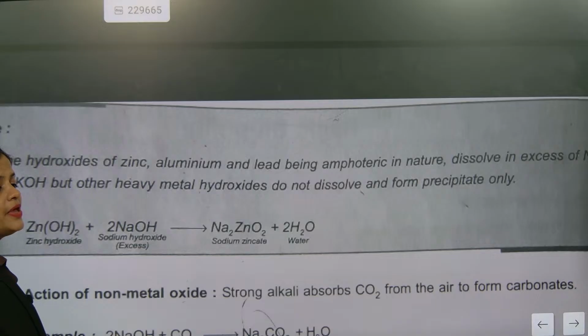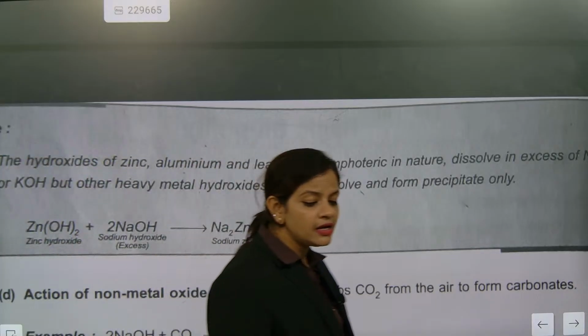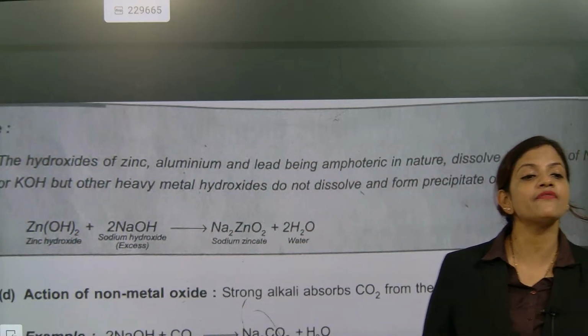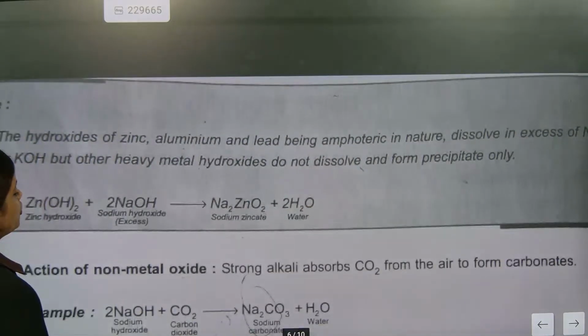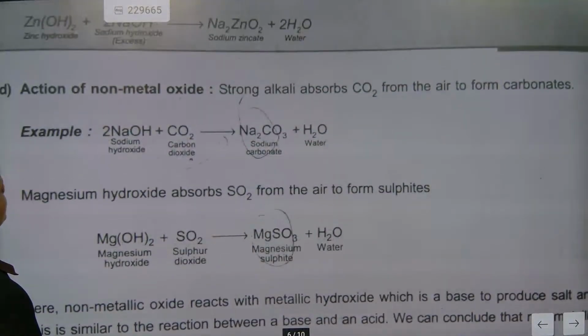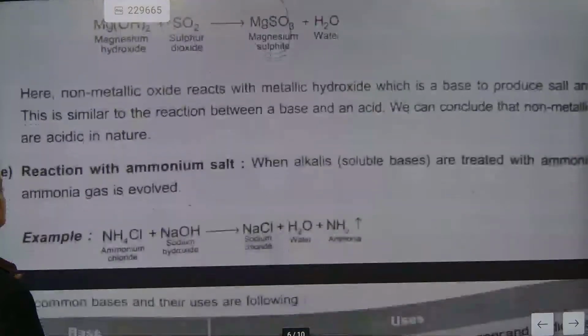Understood? So they will behave as both acid and base. So they will be considered as amphoteric. Now, action of non-metal oxides, we'll check.